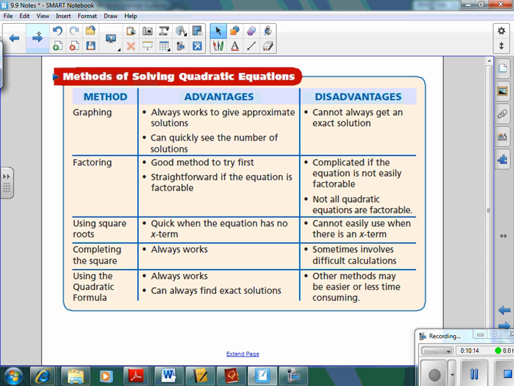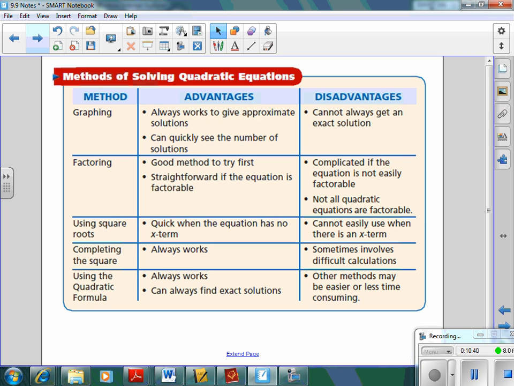Alright, so let's talk about all the different methods we have used. First one we did was graphing. It's kind of pointless, but some advantages are it works to give approximate solutions, and you can quickly see the number of solutions. If you type it in your graphing calculator, you can see very quickly that it has 1, 2, or 0 solutions. Disadvantages are what we found. You can't always get an exact solution, especially if you're not using a calculator.